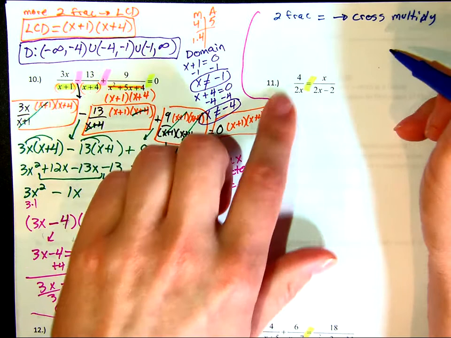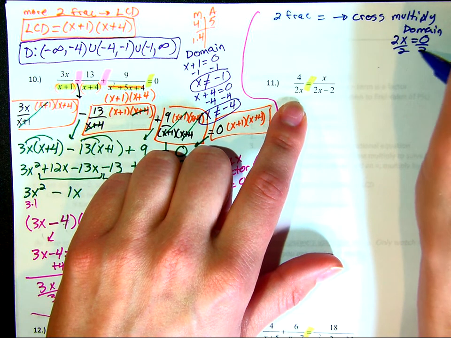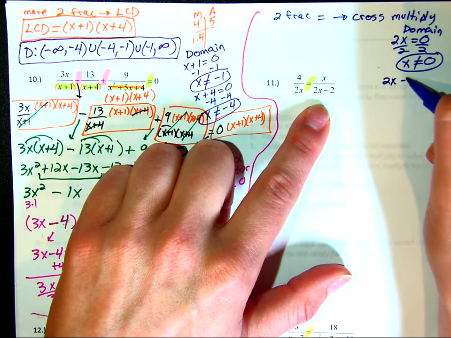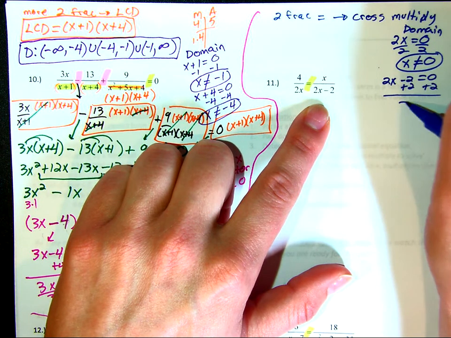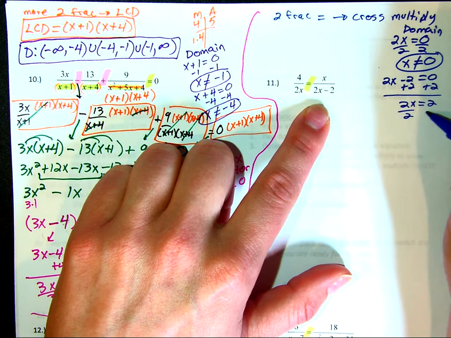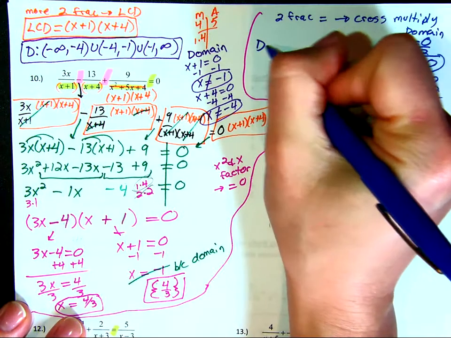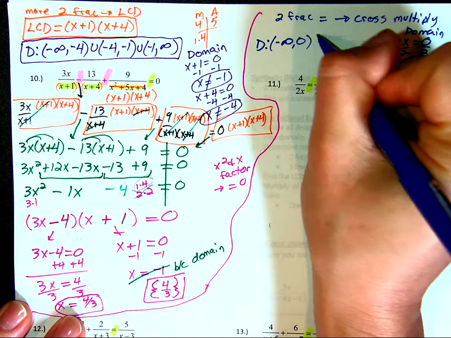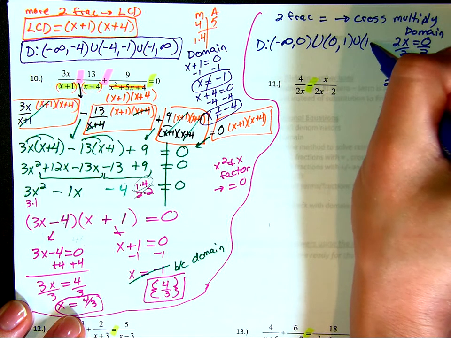So we have to set our first one equal to 0, so 2x equals 0. So we still have to deal with domain. Divide by 2 means x equals 0 is not allowed, so we can't let x equal 0. Then we take our second one, 2x minus 2 equals 0, and we solve that. So we add 2, 2x equals 2, divide by 2, x equals 1, so x cannot equal 1. So our domain is everything from negative infinity to our smallest number 0, unite it with everything from 0 to our next number 1, unite it with everything from 1 to infinity.